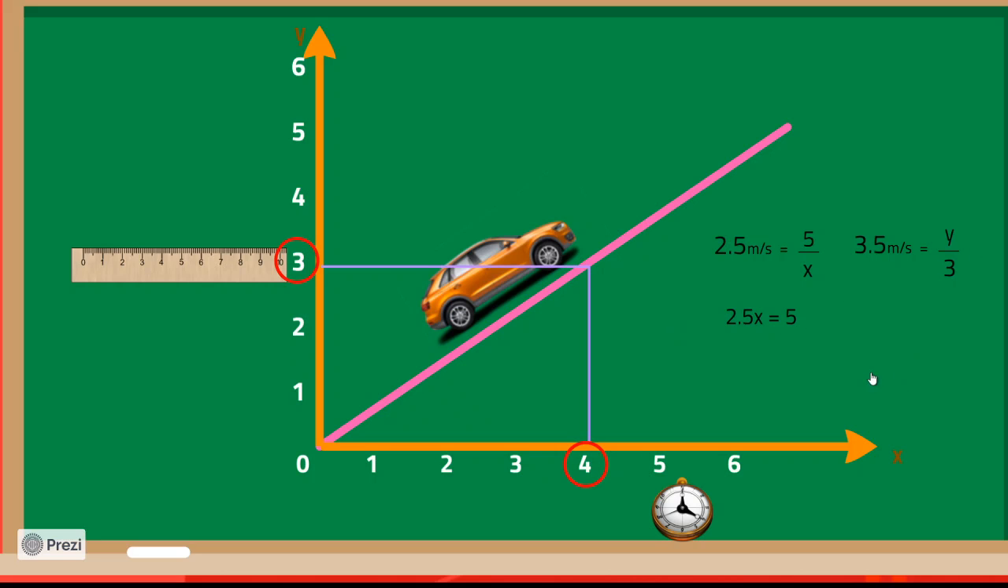Now I want you to notice something. For time I put x, and for distance I put y.